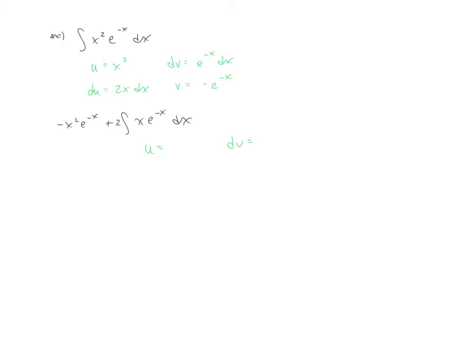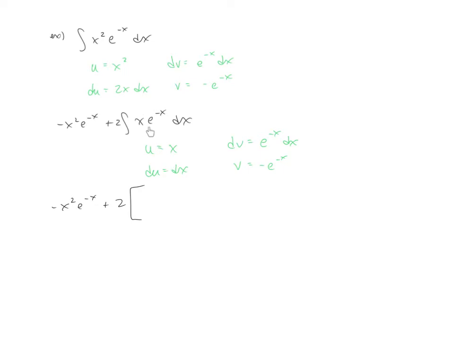So our u, in this case, would be an x to the first, and our dv would be an e to the negative x dx. du equals dx, v equals negative e to the negative x. We still have this guy out in front, so negative x squared e to the negative x. And then I'm going to call it a plus 2, and then I'm going to put a big bracket there for a minute. I don't want this to get too overwhelming.